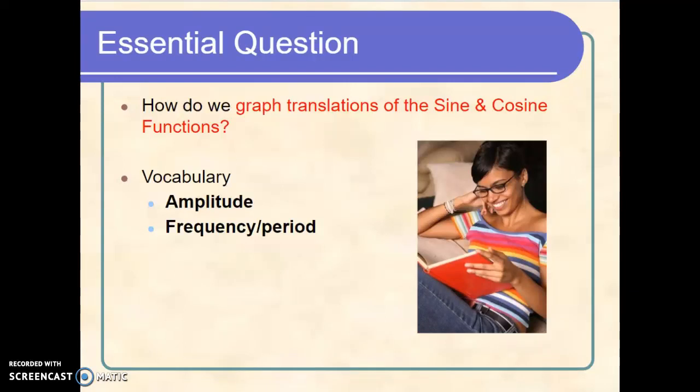All right, guys. So today we're going to be looking at how do we graph translations of the sine and cosine function. Now, translation just means that you're going to be altering the sine and cosine. So let's just do a quick review. We don't have to graph it, but let's just talk about sine and cosine for a second.